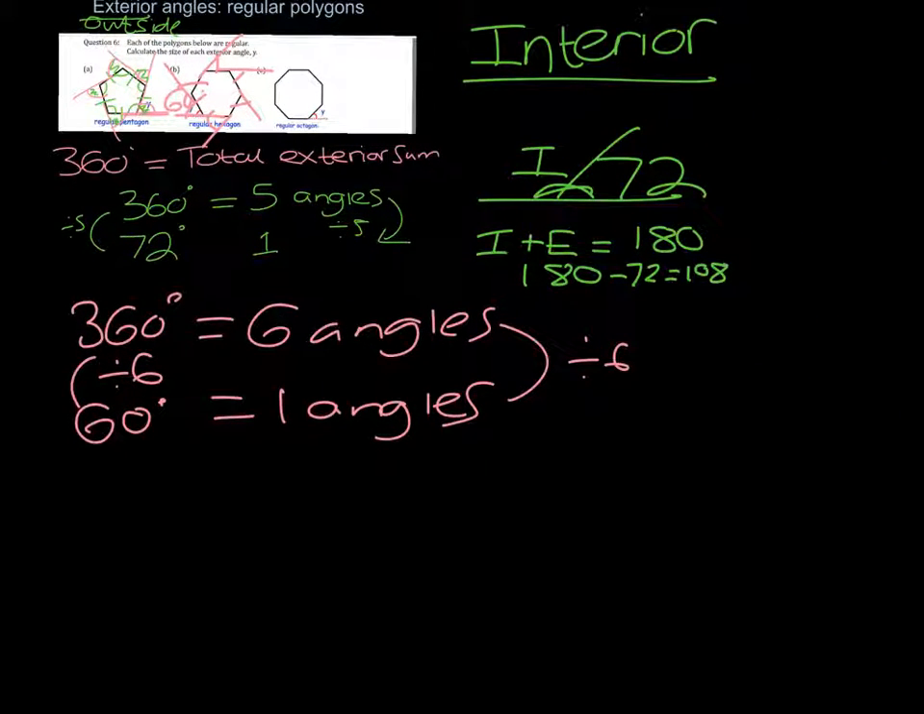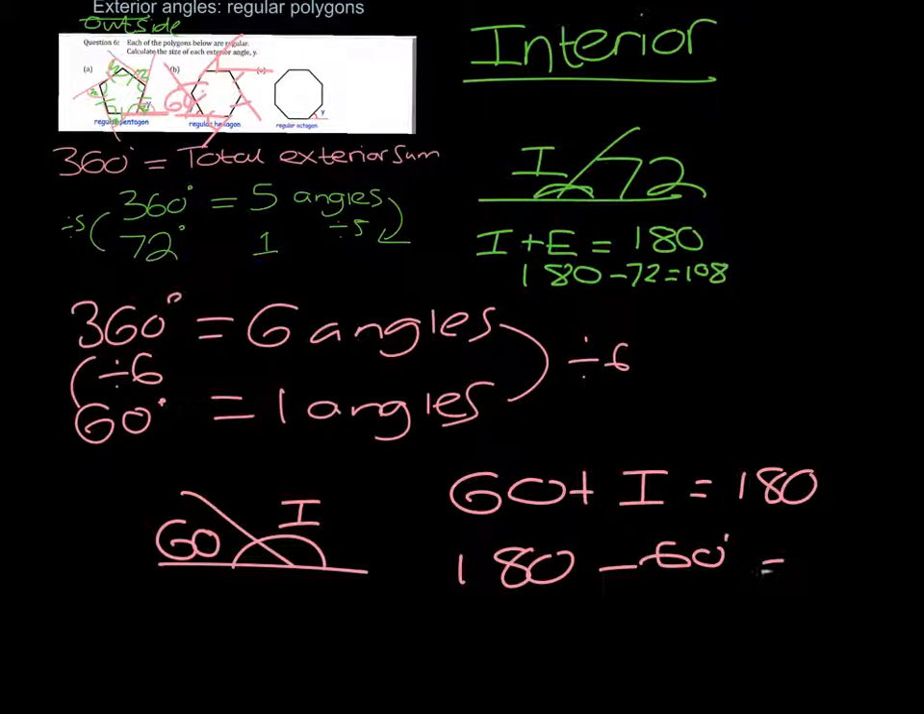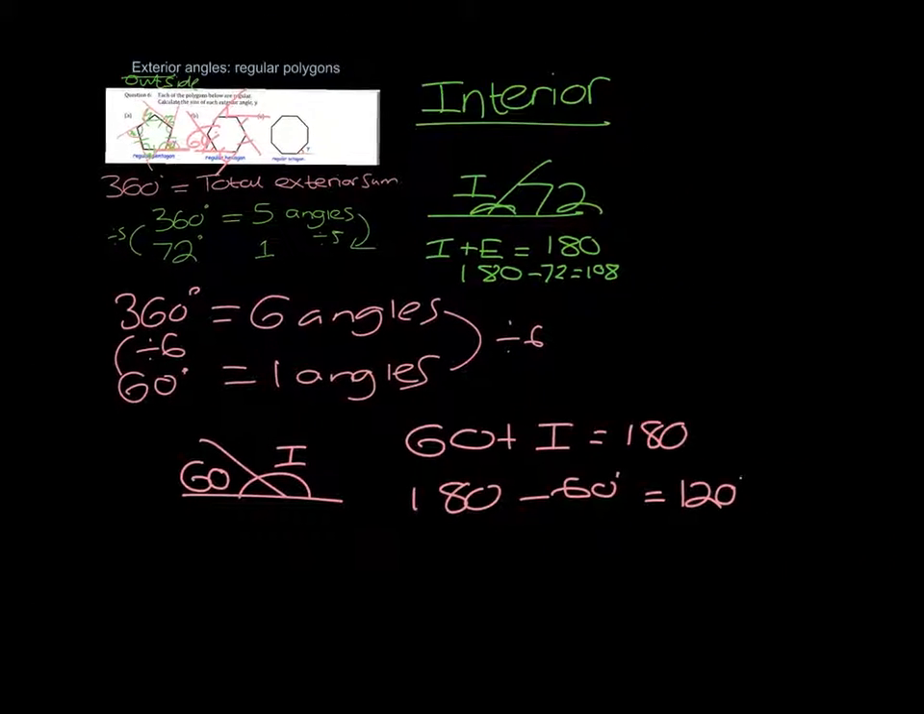Likewise, if I looked at now the second one I've just worked out, I know on that side there I just worked out that the exterior is worth 60. I can then work out the interior because I know 60 plus the interior should be totaling 180. So 180 minus that 60 degrees would tell me that the interior, just the one interior angle of a regular hexagon, is 120. Now on the final one, again it's an octagon.